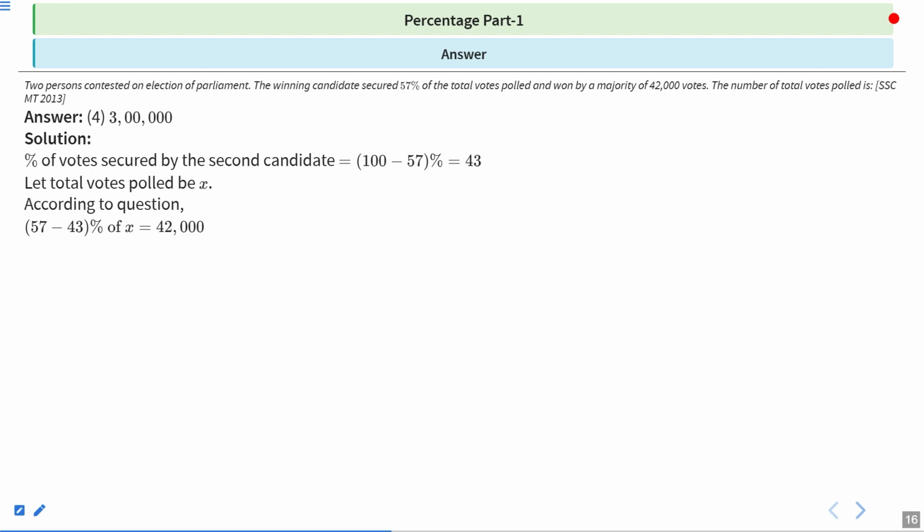So 57 minus 43 of X equals 42,000. So it will become 14% of X equals 42,000. So X will become 3 lakh voters. Clear? So our question is how many votes were polled? So 3 lakh votes polled. So fourth is the correct answer. Next one.